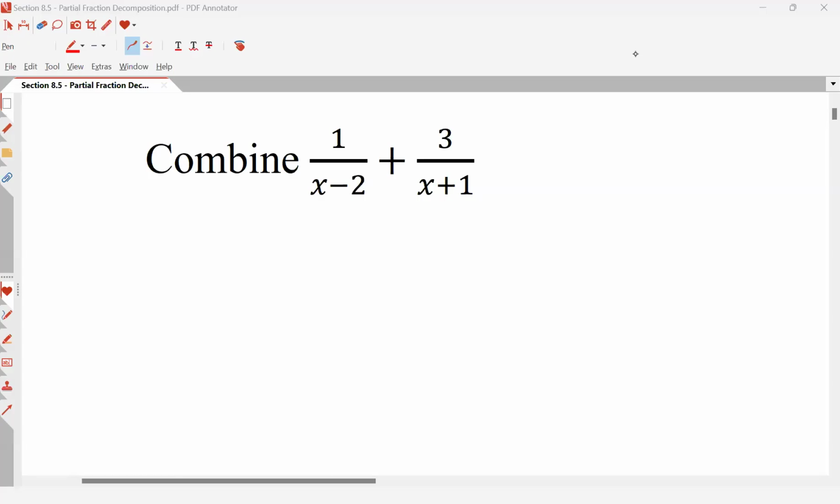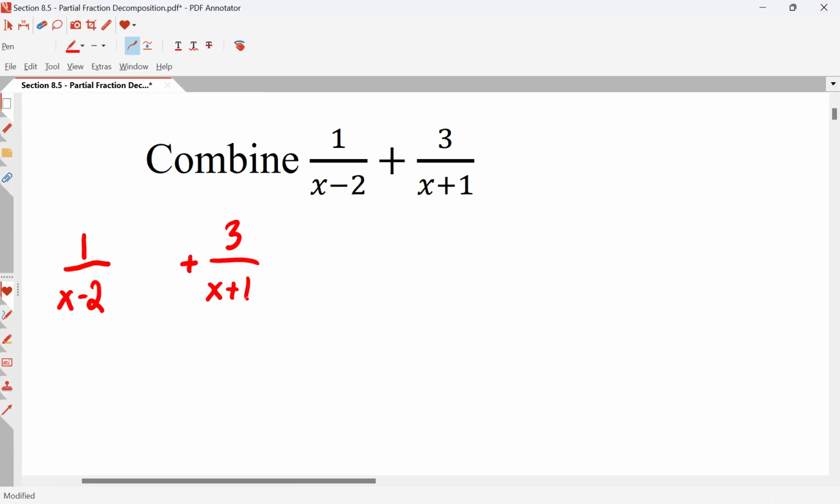Hello. In this video, we're going to start with looking at a basic algebra problem where we have two rational functions, 1 over x minus 2 plus 3 over x plus 1, and we want to combine them together into one rational function. Well, if I wanted to take these two functions and add them together, we're going to need to find a common denominator.